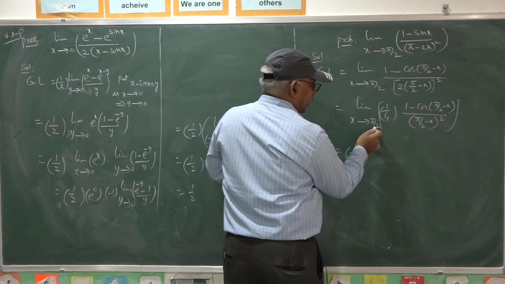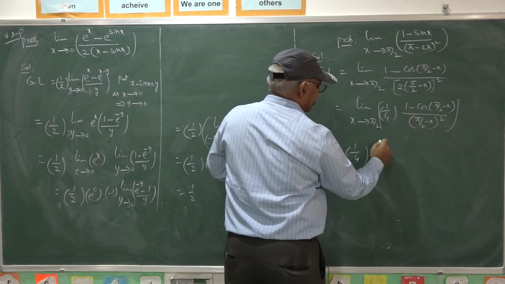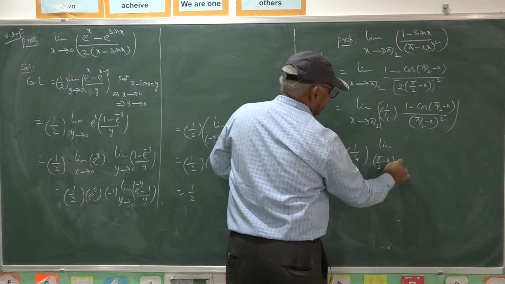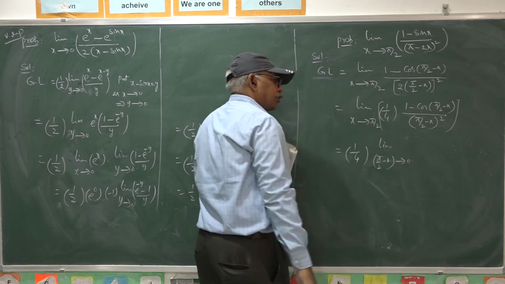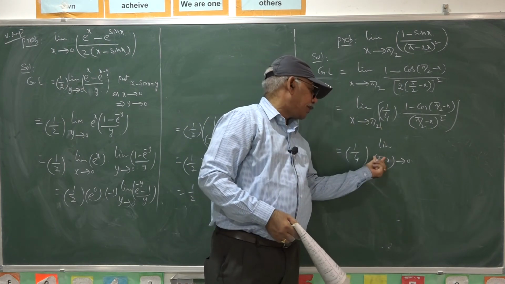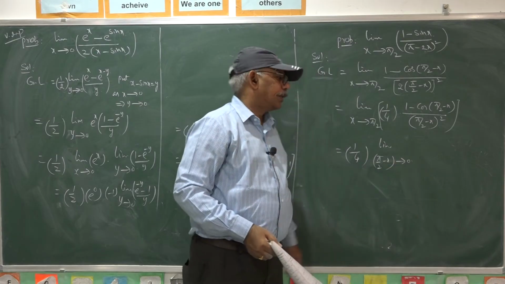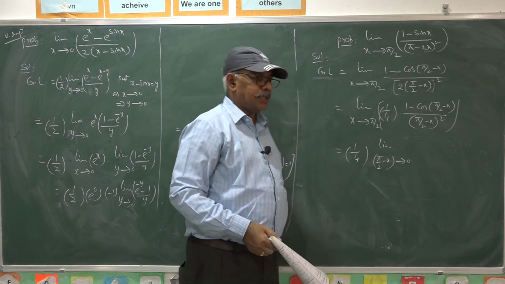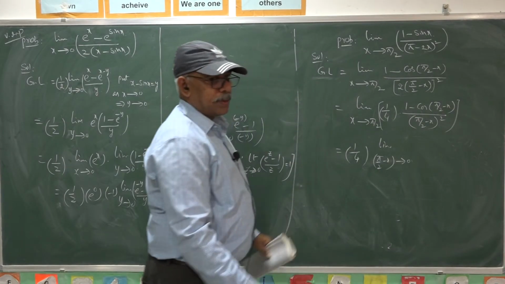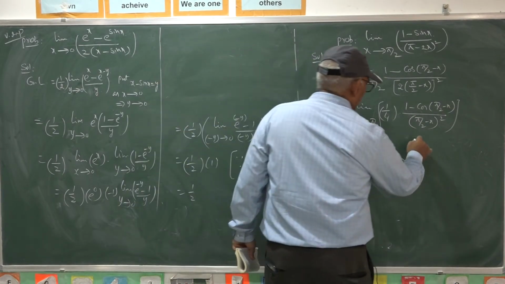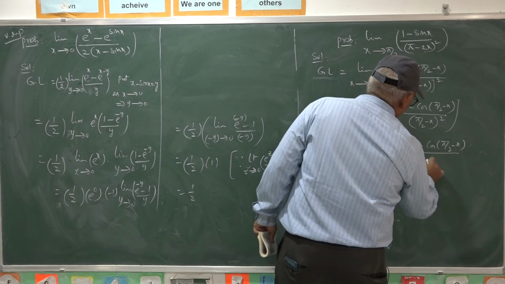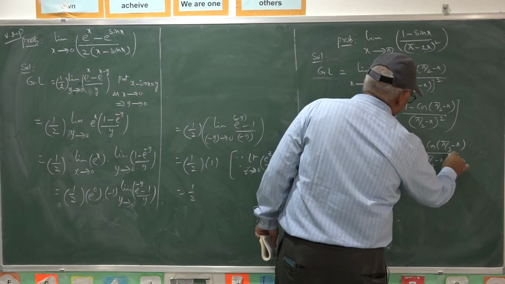As x is pi by 2, pi by 2 minus x is 0. So, as x goes to pi by 2 is the same as pi by 2 minus x goes to 0. These two statements are one and the same here. So instead of taking x goes to pi by 2, I am taking pi by 2 minus x goes to 0, 1 minus cos of pi by 2 minus x by (pi by 2 minus x) whole square.